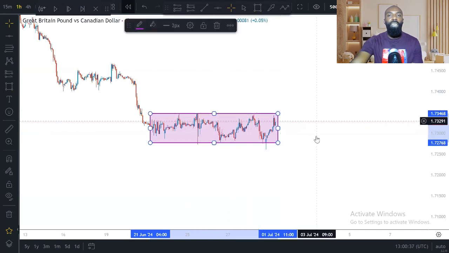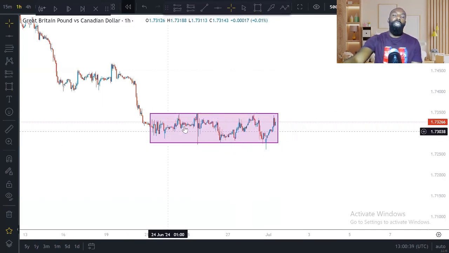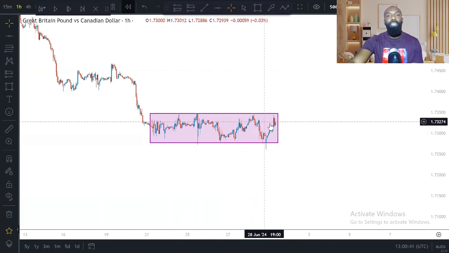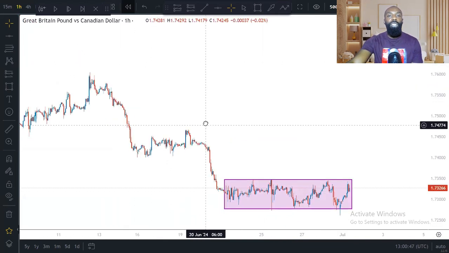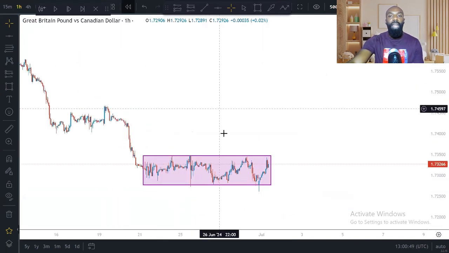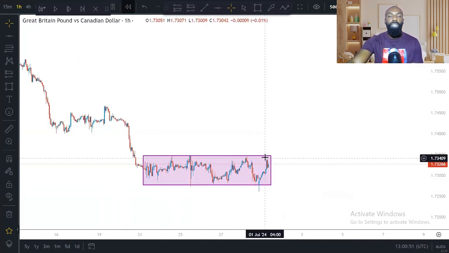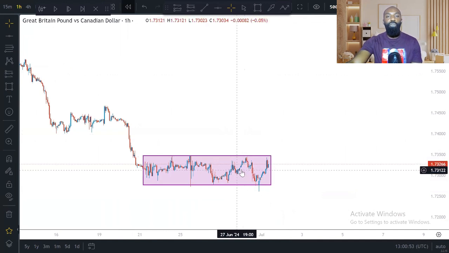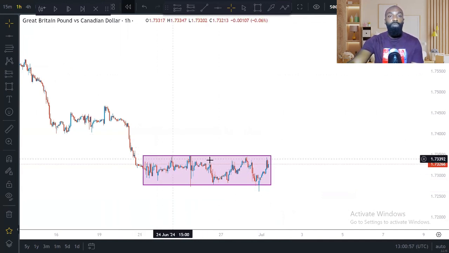Okay, you can see it's been ranging within this box here. Now, believing that this price is either going to break up or break down. But for me, from the look of things, I've seen that this price is most likely going to break out of this square here. So what I will do next is I'm just going to wait for the price.